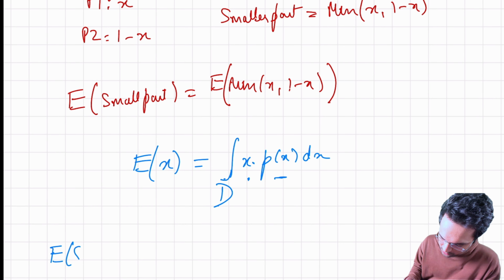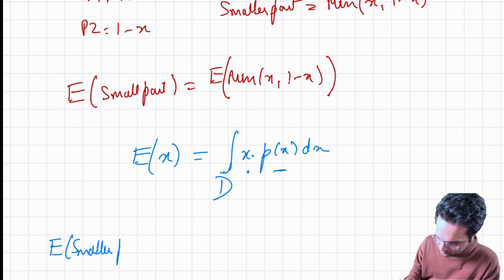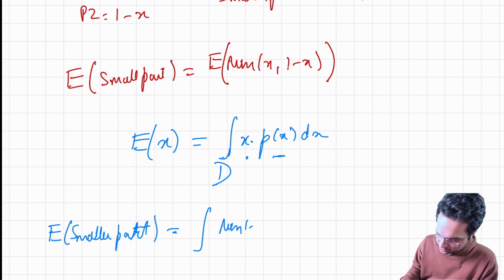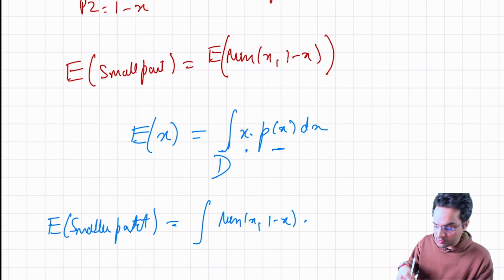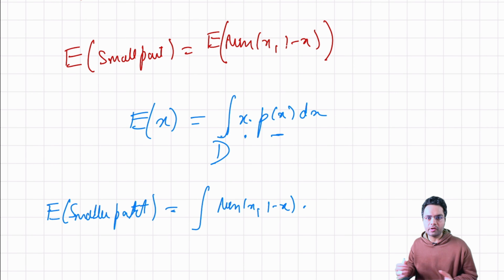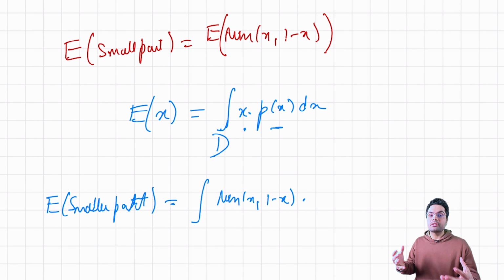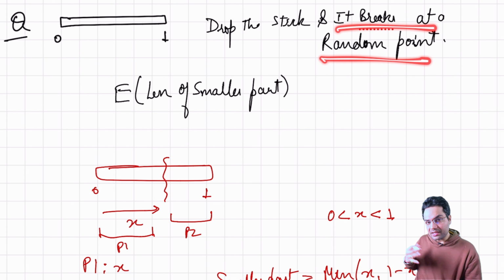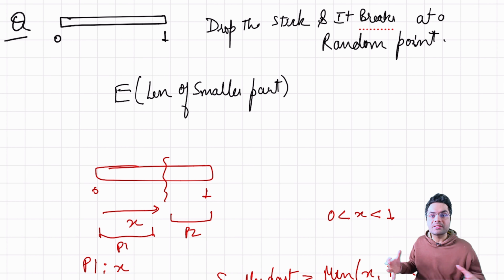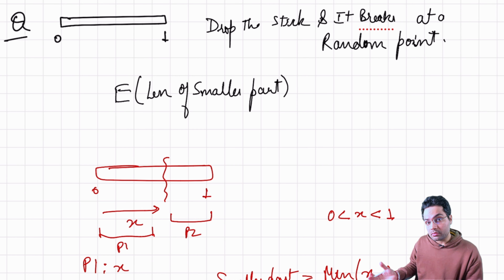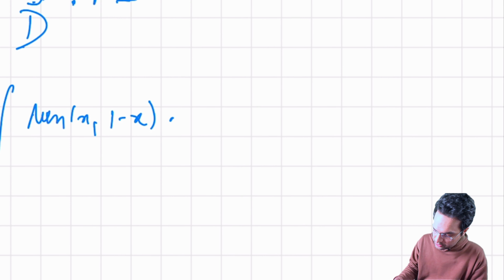So the expectation of the smaller part is the integration of the minimum of x and 1 minus x times the probability density function of x. Now this is the tricky and important part as well. If you pay attention, I think it's fairly simple. We know that the point at which the stick breaks is random, right? As stated here. So that tells you, if anything is random, any point is equally likely within the possible range of x, right? And x here, as we know, can be between 0 and 1, and it's all random. So that basically tells us that x is uniformly distributed.